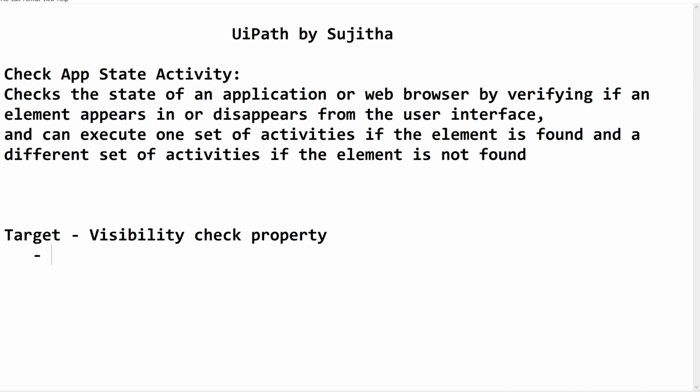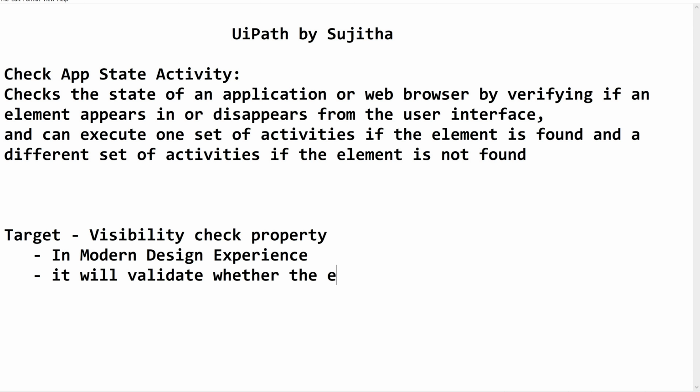Especially in modern design experiences, that you should keep in mind. Next, visibility check: if we enable this, it will validate whether the element is visible. We can say UI element, because all we are talking about is UI now. Whether the UI element is visible or not.